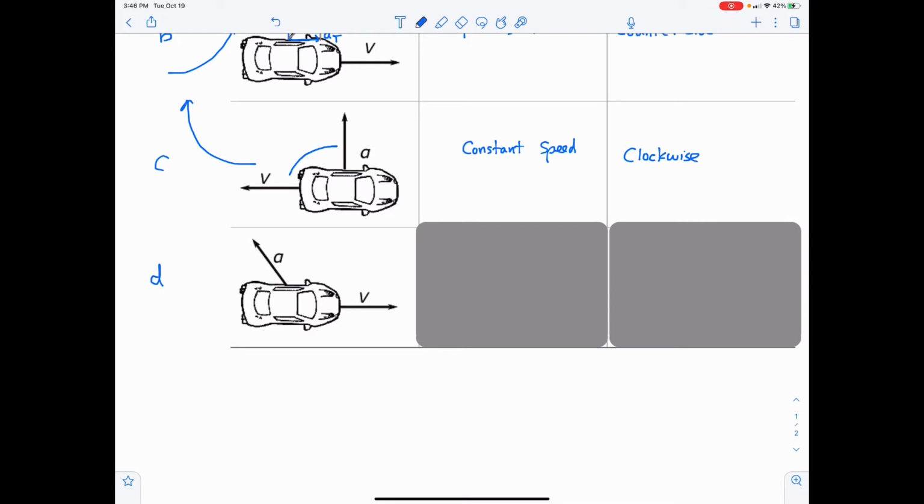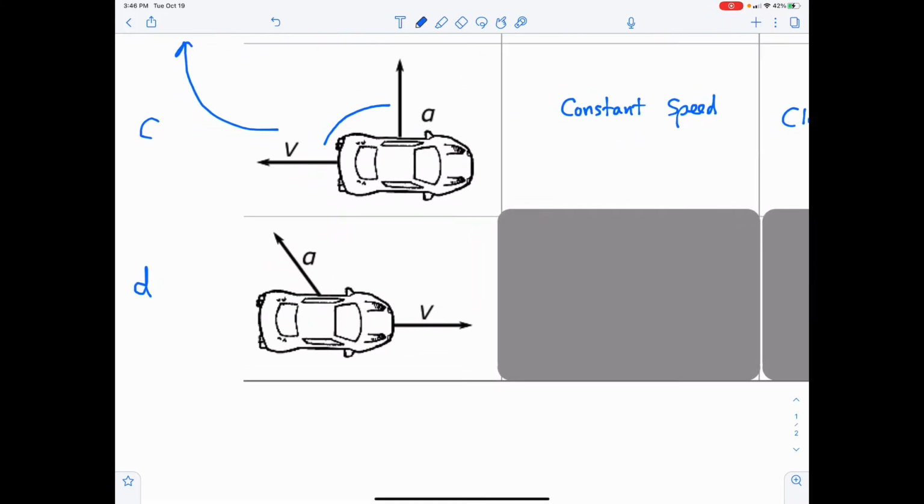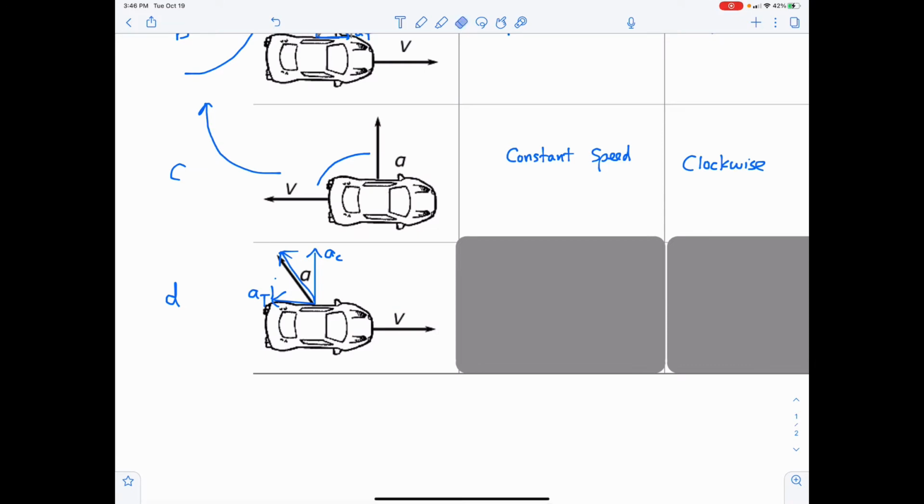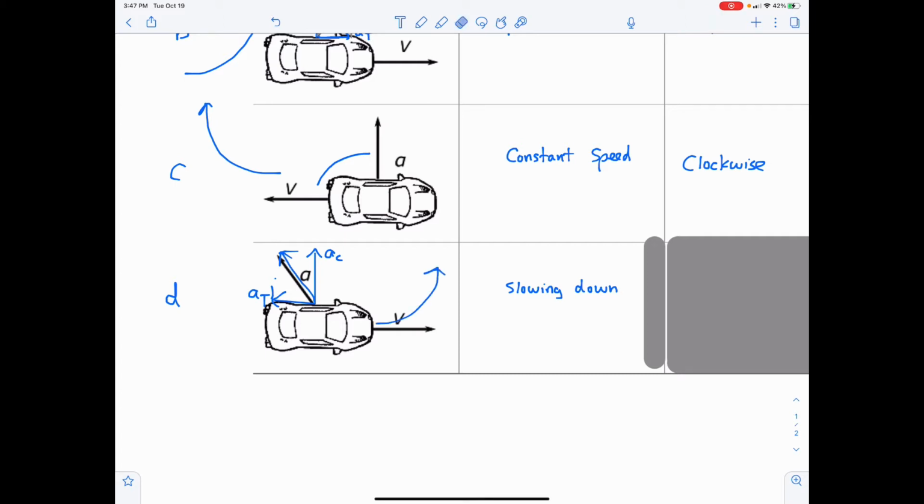Now for letter D, you don't just have your centripetal acceleration, you also have tangential acceleration, but this time the tangential acceleration is opposing velocity. And the overall acceleration is, of course, pointing in this direction here. So if you have tangential acceleration opposing velocity, that means you must be slowing down. And since you are moving forward as you're doing this, you are going to still be curving counterclockwise.